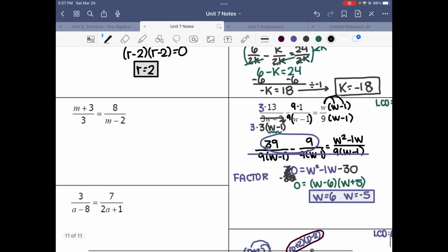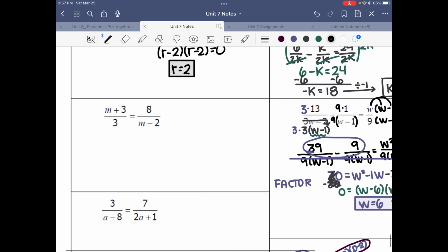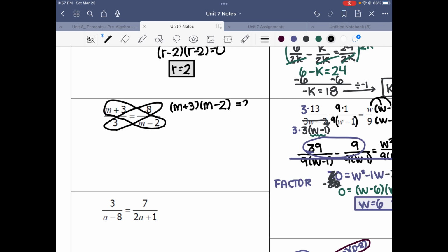Just be careful because sometimes when you go to cross multiply, the ease of some problems gets you a little stuck on others. For example, this one. I have to actually multiply m plus 3 times m minus 2. And that will equal 8 times 3, which is 24. But when I multiply that out, I'm going to get m squared, negative 2m, 3m, and negative 6.